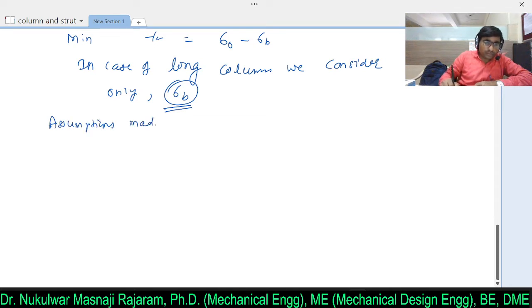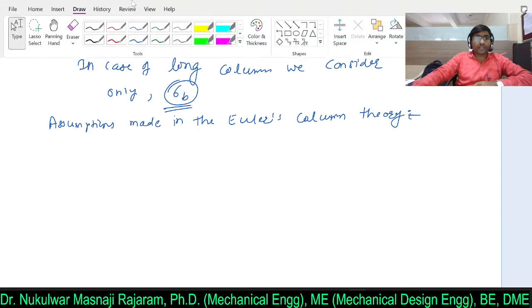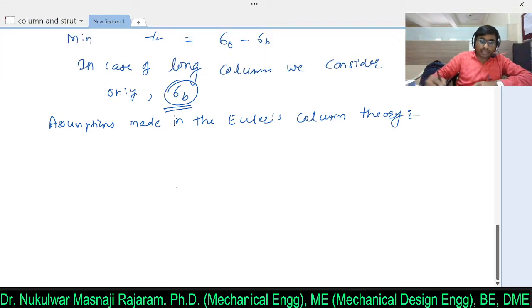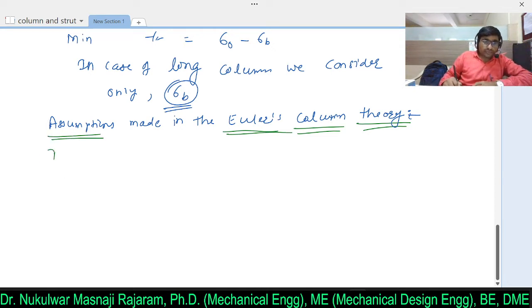the assumptions made in Euler's column theory. So only two theories are important in case of column, that is Rankine's formula and Euler's formula, or Rankine theory and Euler's theory. Simple. Now, when we consider the assumptions, the first assumption is the column is initially perfectly straight and the load applied must be axial.